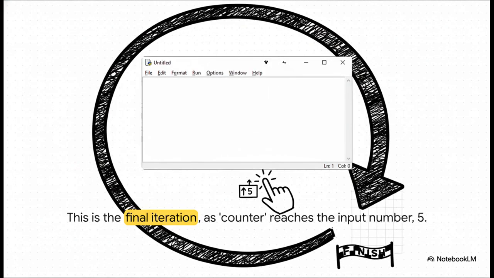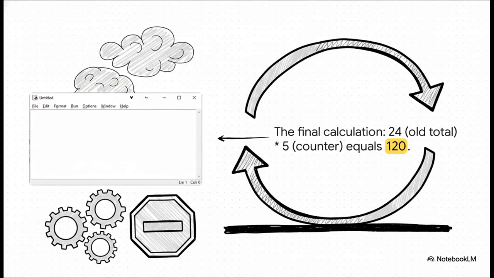Okay, we're on the home stretch now. The loop runs one last time because our counter is about to increment to 5, which finally matches our input number. This is the final pass. One final calculation. The previous total of 24 times our final counter value of 5. That gives us 120. And since the counter has now reached 5, the loop's condition is met and the program finally breaks out of the loop.